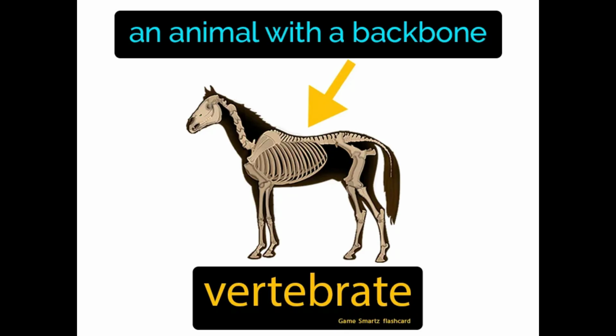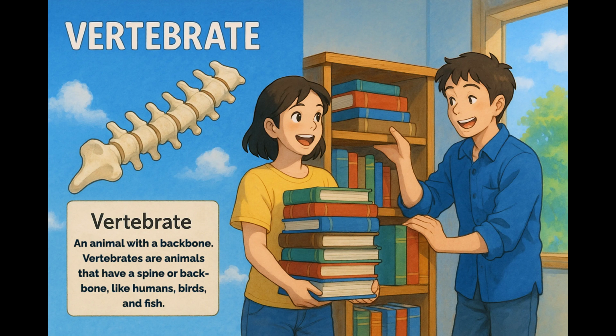An animal with a backbone: vertebrate. Vertebrates are animals that have a spine or backbone, like humans, birds, and fish. Imagine trying to stack a pile of books without a sturdy bookshelf to hold them upright. Just as the bookshelf provides essential support and structure to keep the books organized and stable, a vertebrate uses its backbone to support and structure its body.